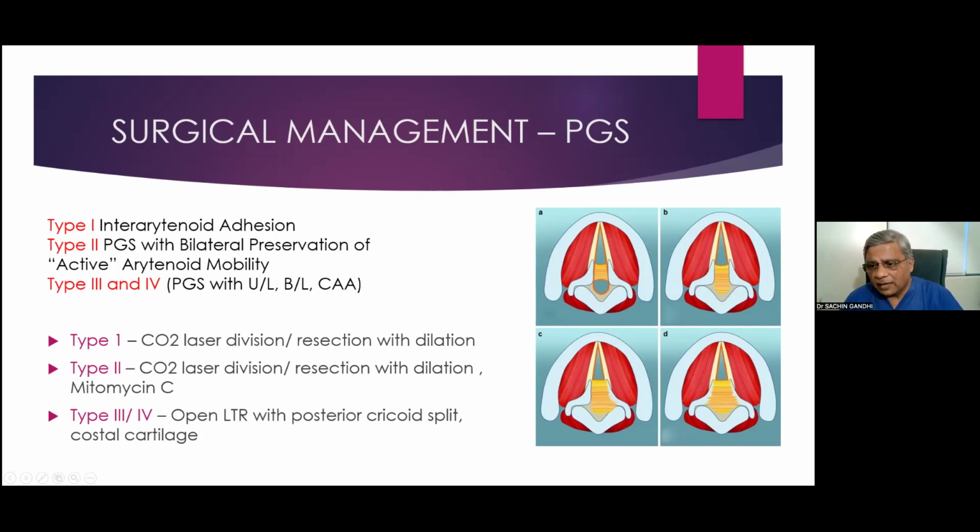In type 2, in the posterior glottic airway, you can find fibrosis in between the arytenoids, maybe complete fibrosis, but there is arytenoid movement. Then you can vaporize it with CO2 laser and do sessions of balloon dilatation. Type 3 and type 4, we have to open up the cases and do posterior cricoid expansion with the rib cartilage graft.